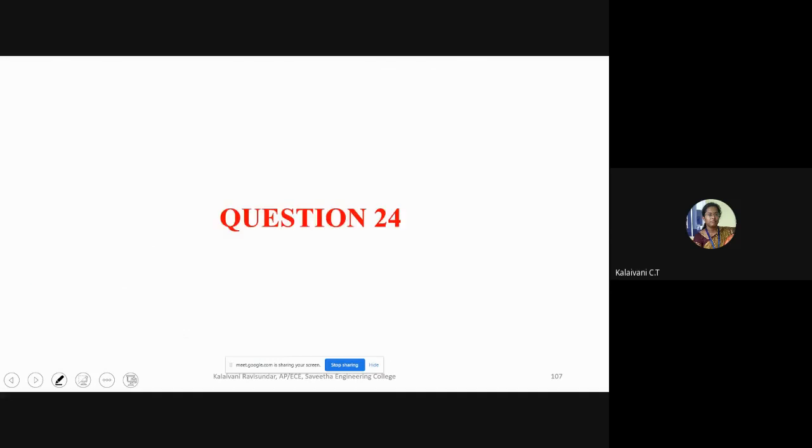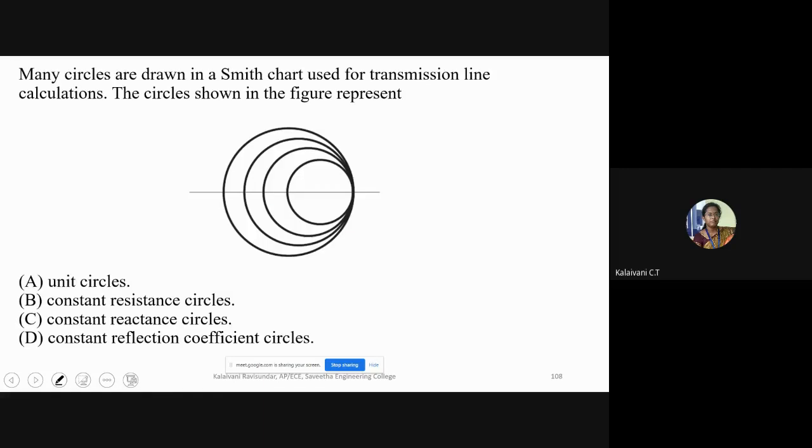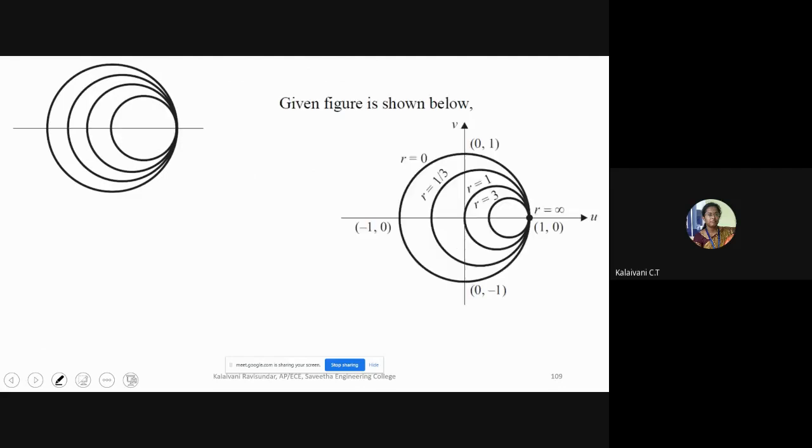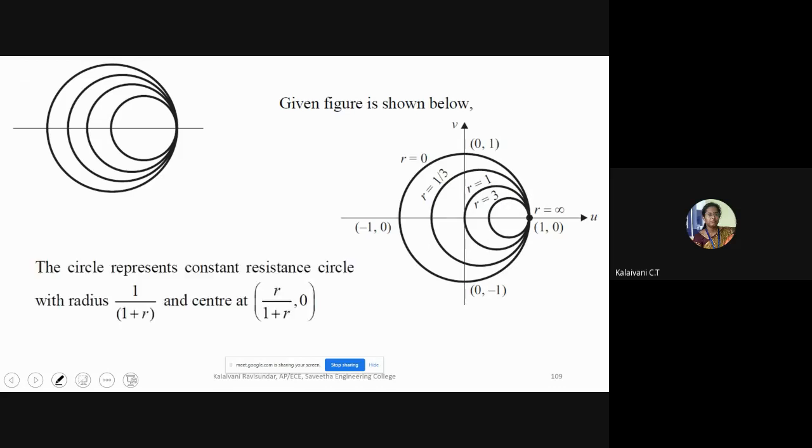You'll see the next question. It is again about the Smith chart. Many circles are drawn in the Smith chart used for transmission line calculation. The circle shown in the figure represents: unit circle, constant resistance circle, constant reactance circle, constant reflection coefficient circle. So it's a very easy question. Those who know the Smith chart know that all circles are resistance circles. Arc lines will be our reactance. All circles are resistance circles.